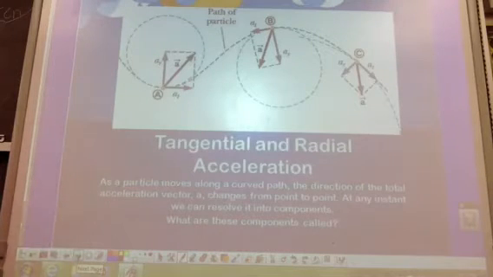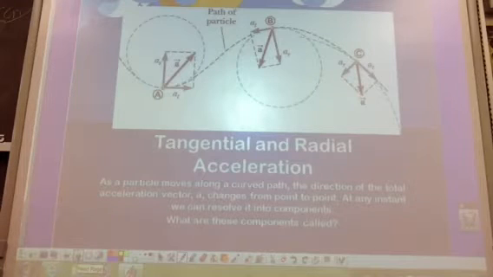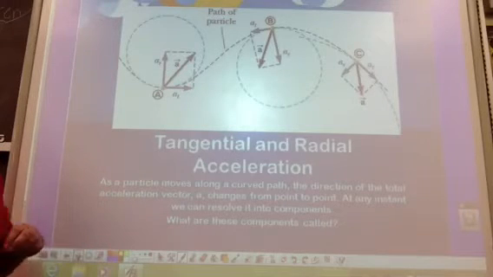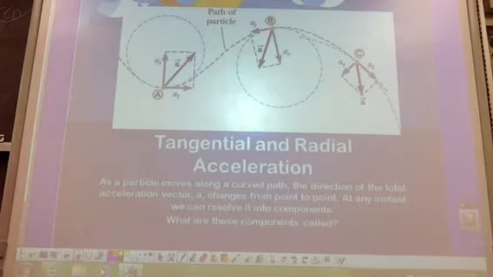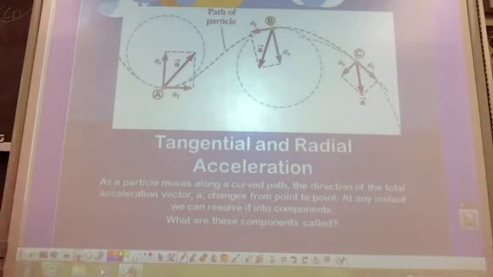Okay, the last thing that we want to talk about are tangential and radial acceleration components. So let's say that the velocity vector doesn't just change in direction, but now it also changes in magnitude. So maybe I no longer have uniform circular motion, which can happen. As a particle moves along a curved path, the direction of the total acceleration vector, A, can change from point to point. So at any instant, we can resolve acceleration into components.